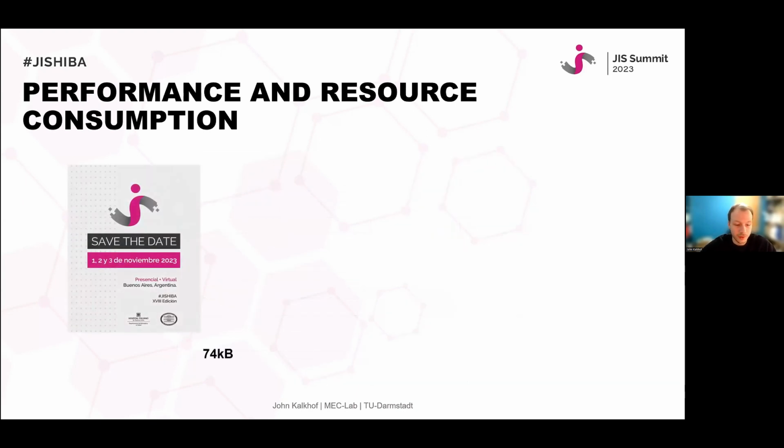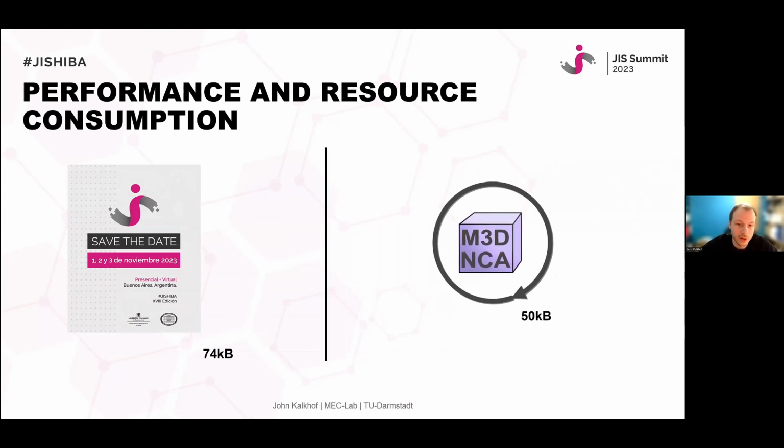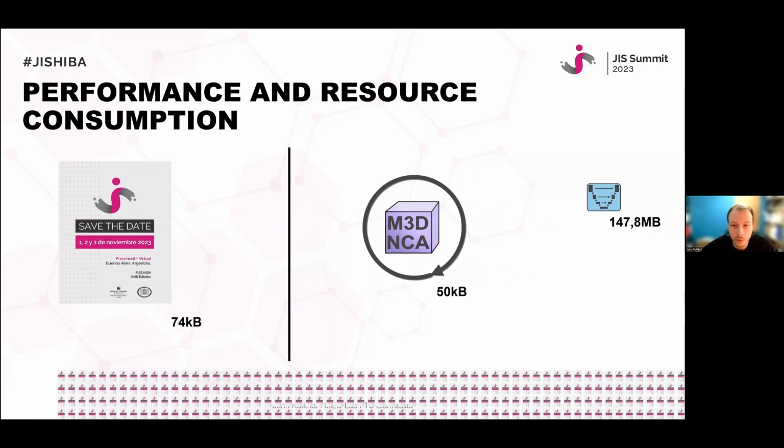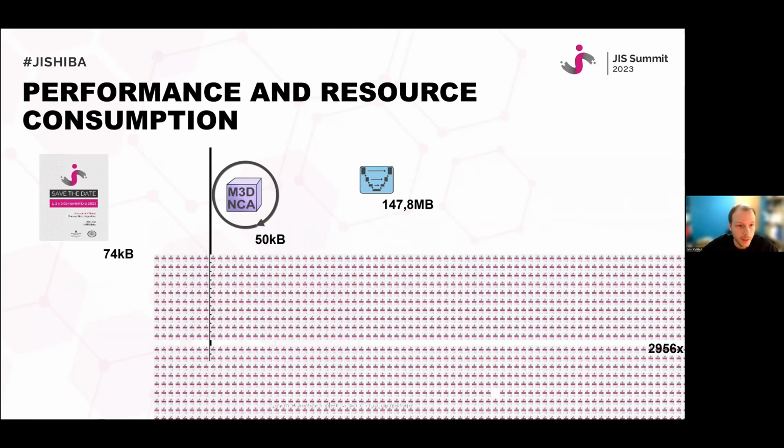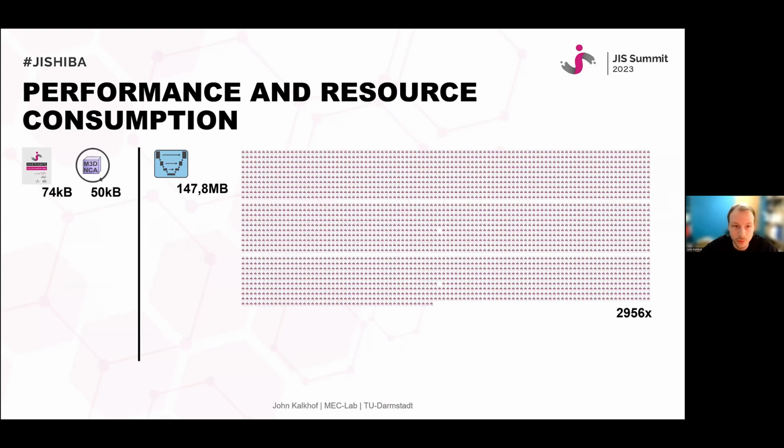And just to make it a bit more clear how small the architecture actually is, I downloaded this picture from the website of the event, and it's about 74 kilobytes, and the M3D-NCA architecture actually fits into the whole image, so it's only 50 kilobytes in size. And if you wanted to do that with a UNet, you would need about 2,956 duplications of this image to fit the whole architecture, just to show how small this actually is.